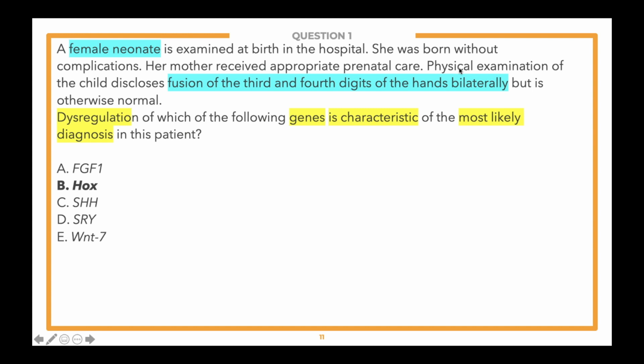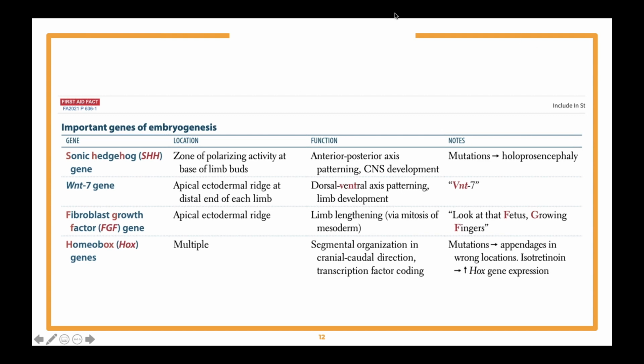So if we go to the next slide, we can see a very important table in First Aid that talks about some of those important genes in embryogenesis. You can see there the homeobox or HOX genes, and how they are important in segmental organization, and how if you have a mutation in that gene, it can lead to issues with appendages. So this could cause syndactyly, or polydactyly if you have too many fingers. So that's why this is the best answer.